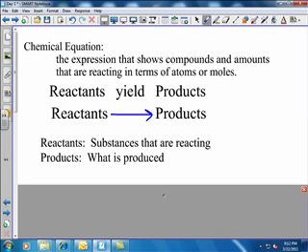So, reactants are the substances that are reacting. And it actually doesn't have to be two things. It could be one thing that's actually decomposing, and that's a type of reaction called a decomposition, and we'll get to that. But reactants are what are reacting, and products are what are produced.